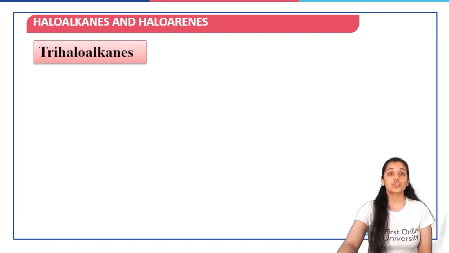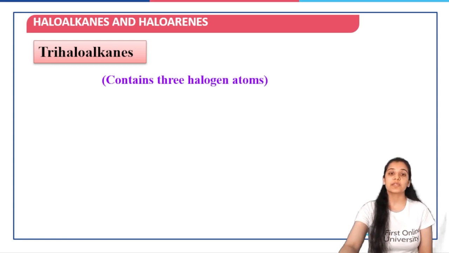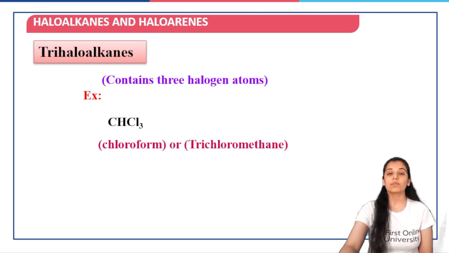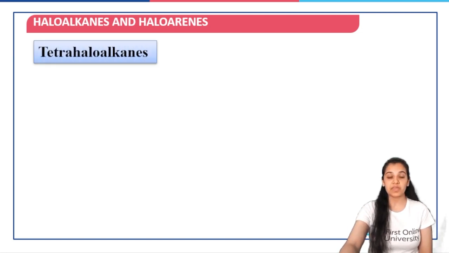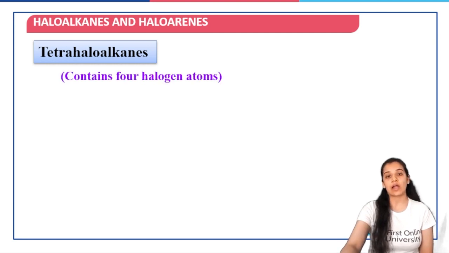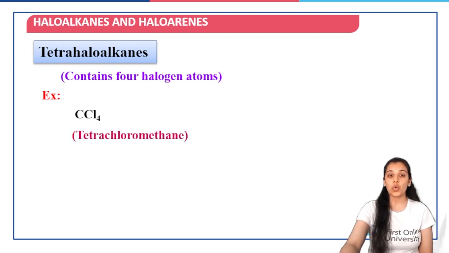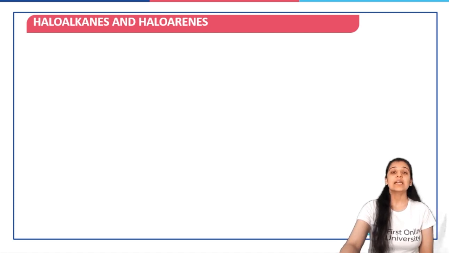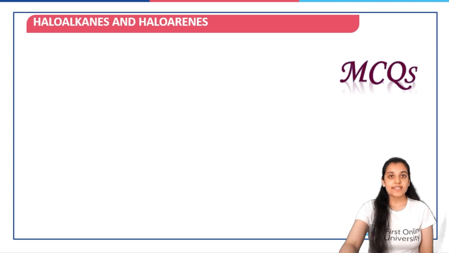Next, we move on to trihaloalkanes. As is clear from the name, it contains 3 halogen atoms. For example, we have chloroform or trichloromethane, that is CHCl3. Then we have tetrahaloalkanes where we have 4 halogen atoms present. So we can talk about CCl4, that is tetrachloromethane, which is an example of tetrahaloalkanes.